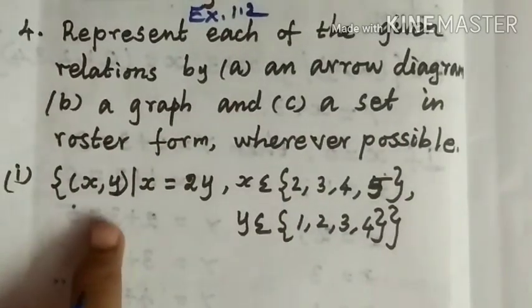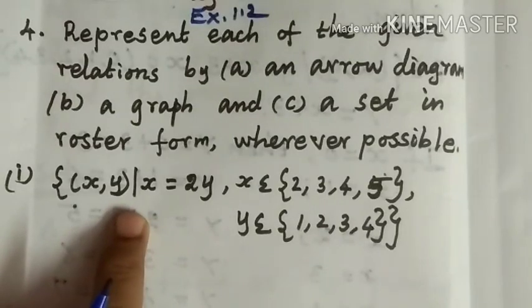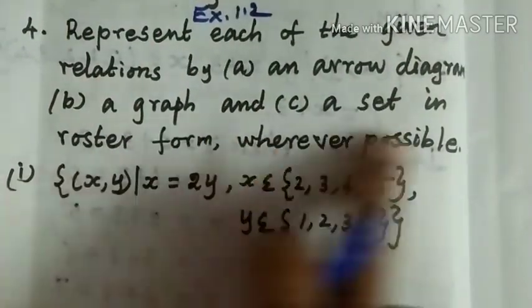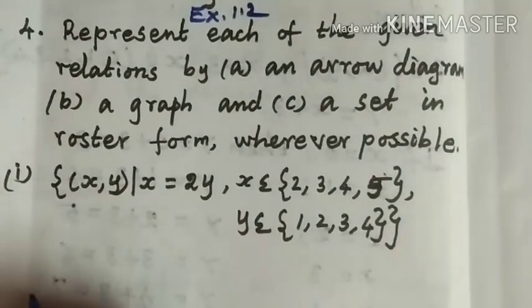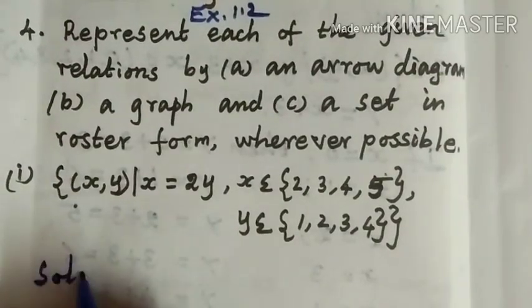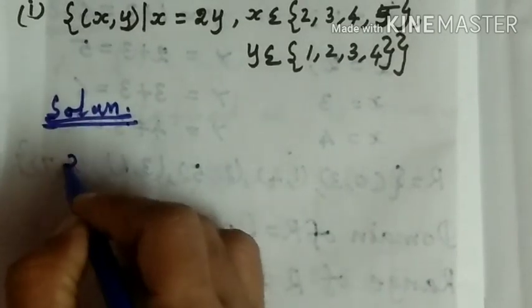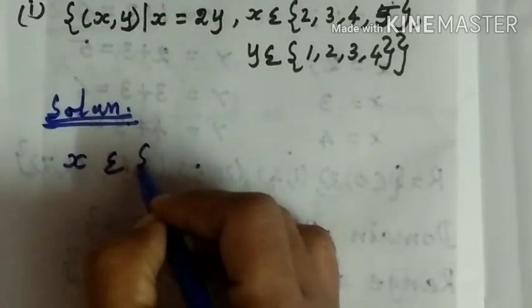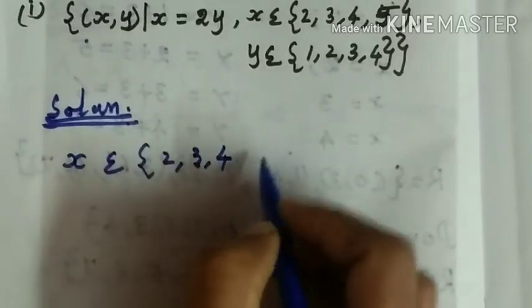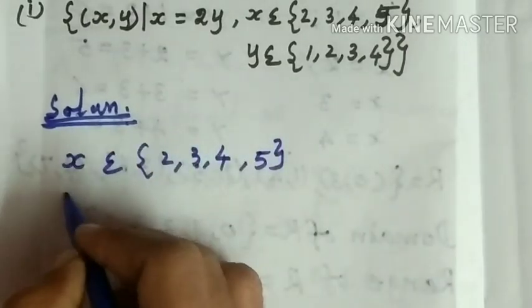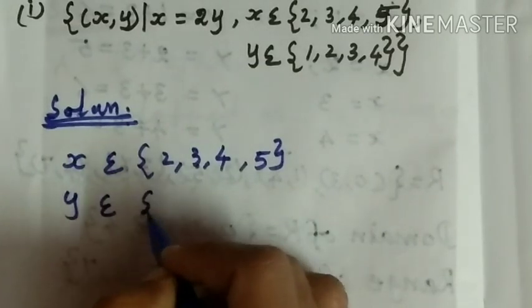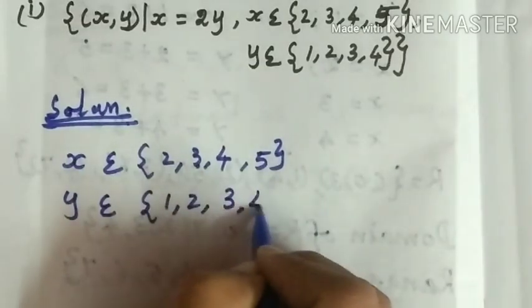In the solution, first of all you change the set-builder form of the relation into roster form. Then you represent it as an arrow diagram, graph and roster form. See the solution. First you take down and write the given: x belongs to {2, 3, 4, 5} and y belongs to {1, 2, 3, 4}.